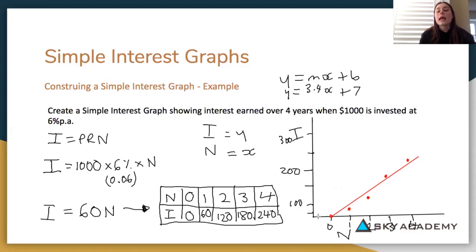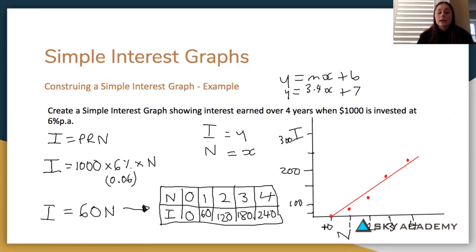And you draw in a line of best fit where you have an equal number of dots above and below the line. So we had 2 above and 2 below, and then 1 on the line. You might be able to get them all on the line, which would be perfect. If not, just try for an equal number above and below. But that's how you draw a simple interest graph.